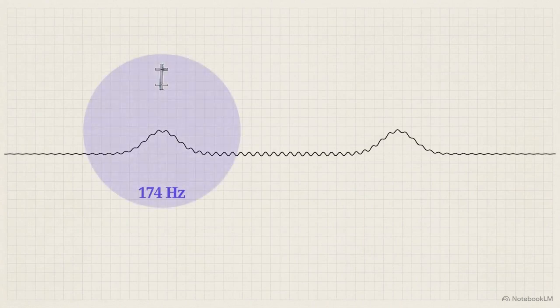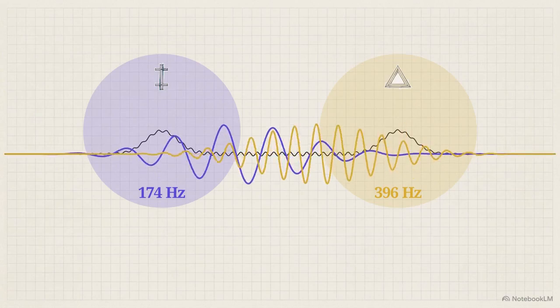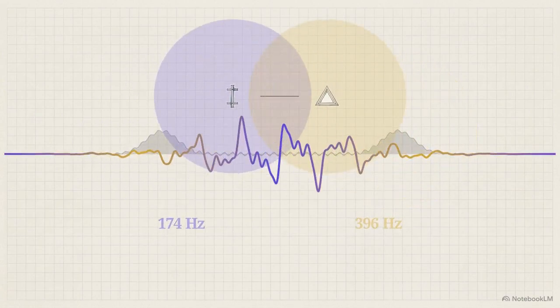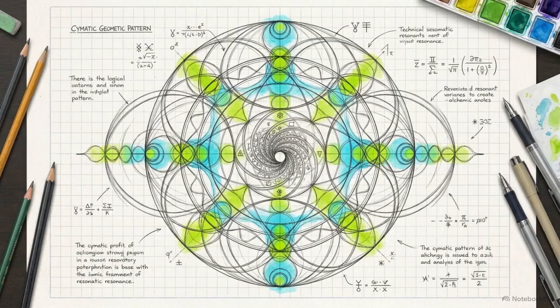By tethering the 174 Hz primal frequency with the 396 Hz cognitive frequency, the system forms a semantic silent chord, generating an underlying acoustic signal that indicates foundational truth.